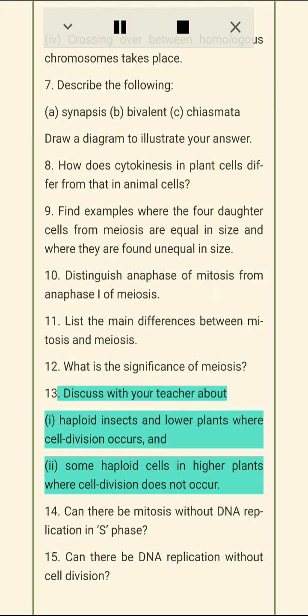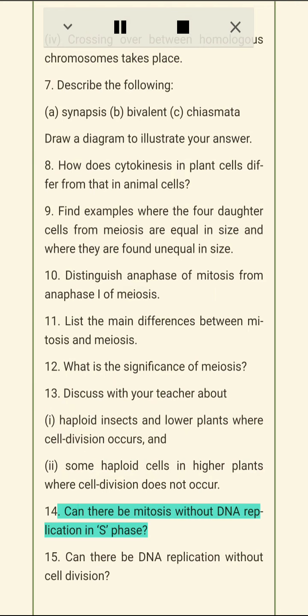13. Discuss with your teacher about I. Haploid insects and lower plants where cell division occurs, and II. Some haploid cells in higher plants where cell division does not occur. 14. Can there be mitosis without DNA replication in S phase? 15. Can there be DNA replication without cell division?